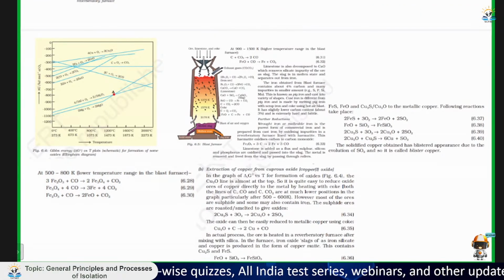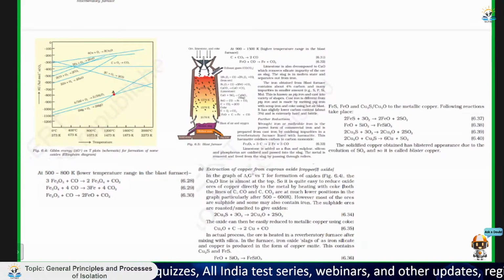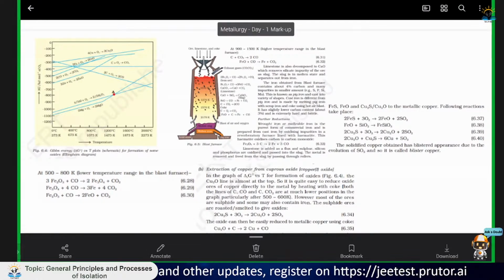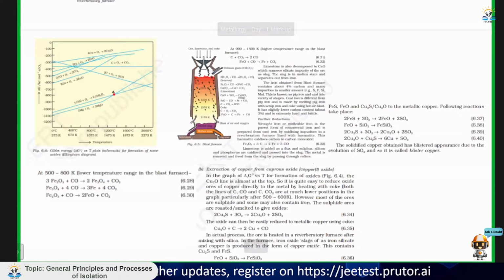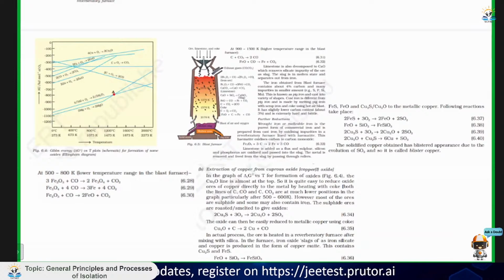So these reactions are metallurgy of iron. Iron from hematite, I guess. From Fe2O3, this is the reduction reaction. And here, the middle figure is your blast furnace. Blast furnace is important, please look quickly. The reactions are important, the temperatures are important, everything is important.